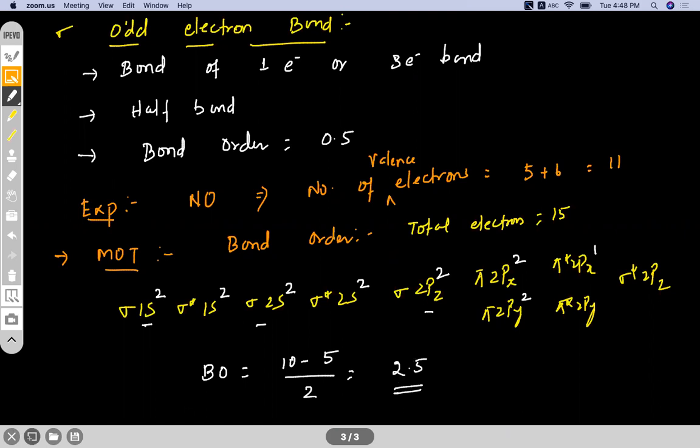Now, if you draw the Lewis dot structure of NO, and this you have to memorize, we have nitrogen and oxygen. One pair of electrons we place here, and then we give 6 electrons to this oxygen, 6 plus 2, 8, then 2 electrons to this nitrogen, and 1 electron we are left with. So you see, it is an odd electron, a single electron.